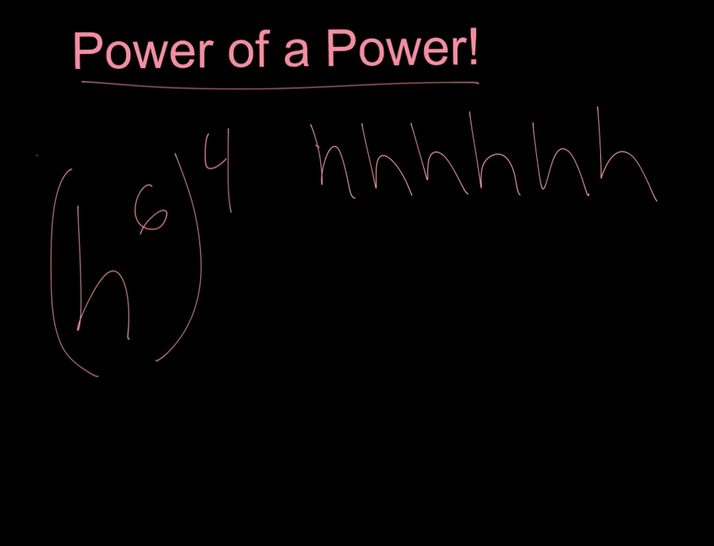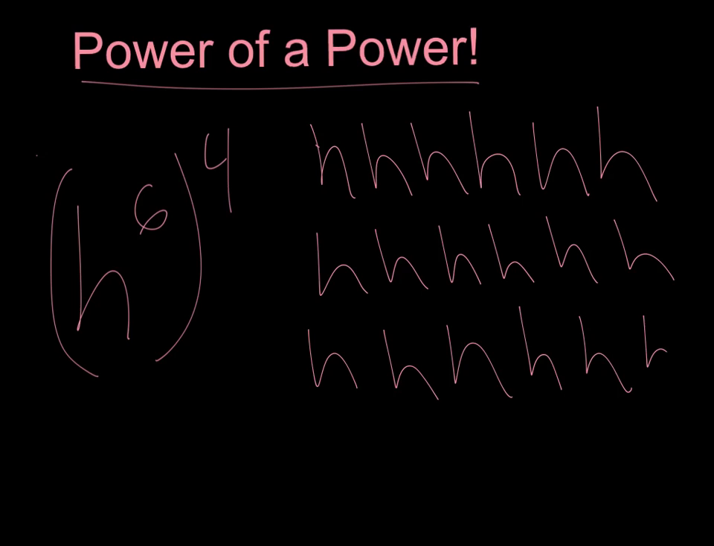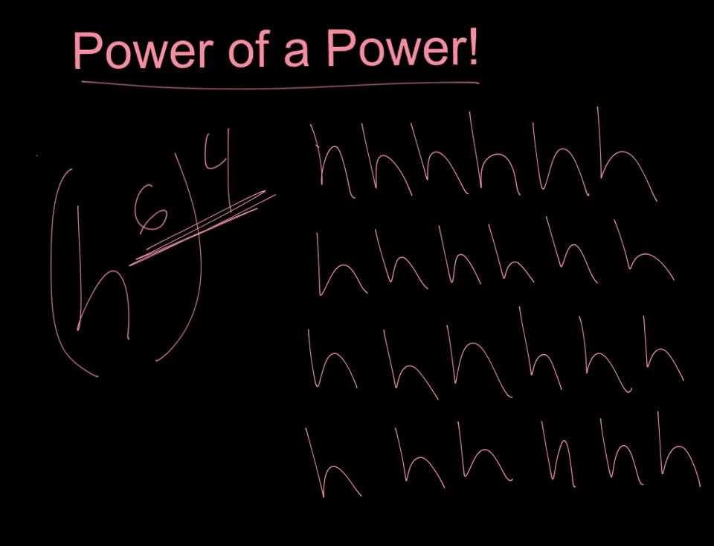And then we have 4 groups of those. So if I have 2 groups, 3 groups, and 4 groups, my total is now I have 24 h's because I have 4 groups of 6. So my shortcut for these is just to multiply my exponents.